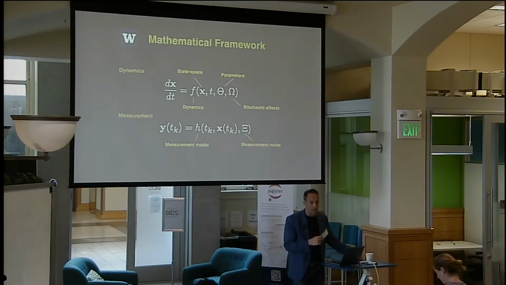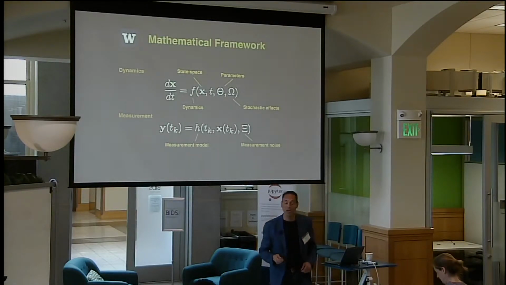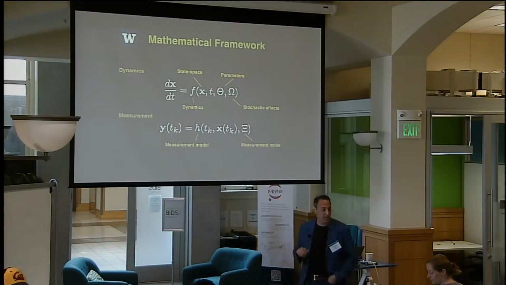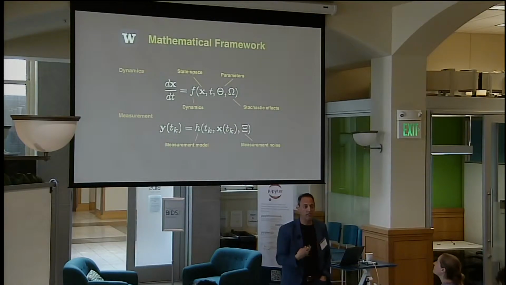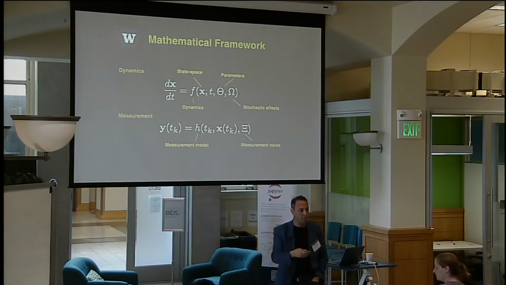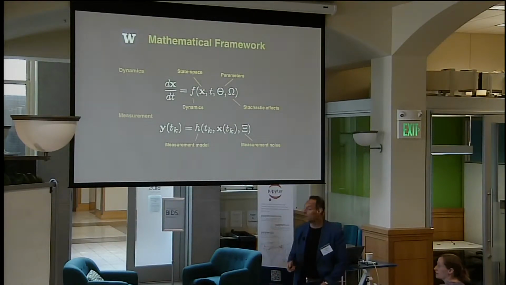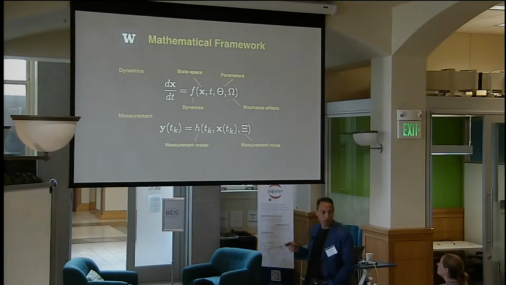So here it is. Here's the goal. You have a state space variable x. It's a dynamical system, whatever you're measuring. It could be neuroscience, it could be fluid flow, it could be some kind of mechanical process. It's governed by some dynamical equation, which has some parametric dependency, could even have some stochastics. It's time dependent. But what you have access to is measurements.